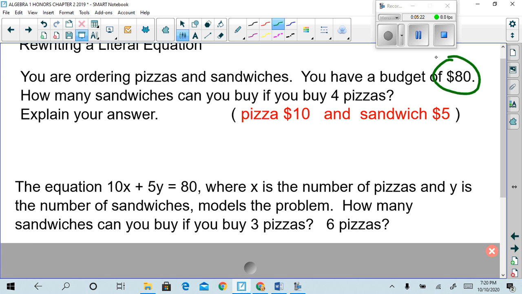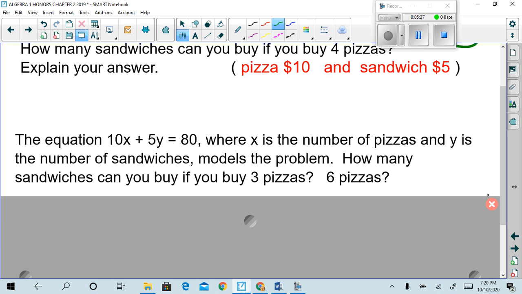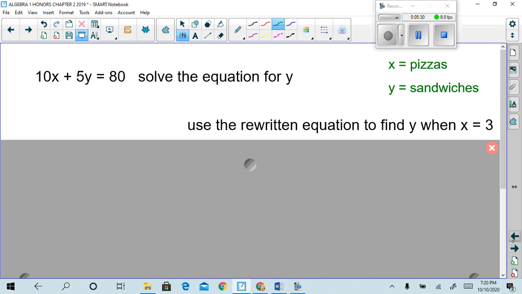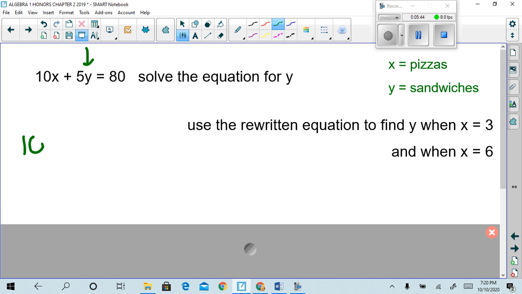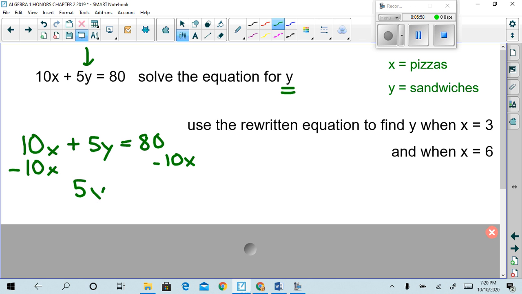Okay, so now let's forget about the 6 right now. Let's talk about the 3. I'm now going to use my model and I'm going to solve this problem. So how do I do this? I start off by rewriting this equation. I want to solve for y. I want to get y by itself. So I'm going to take my 10x plus 5y equals 80, and I want to get y by itself, so I'm going to first subtract 10x on both sides. I now have 5y is equal to 80 minus 10x.